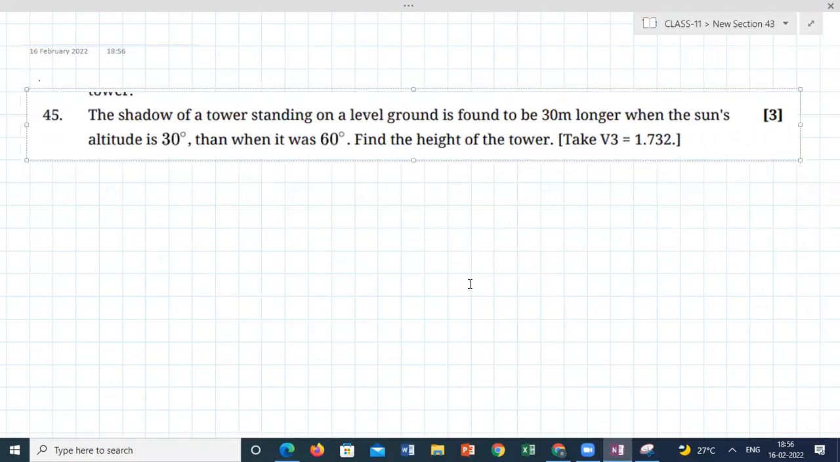The shadow of a tower standing on level ground is found to be 30 meters longer when the sun's altitude is 30 degrees than when it was 60 degrees. Find the height of the tower. I'm giving 2-3 minutes, please try to solve.